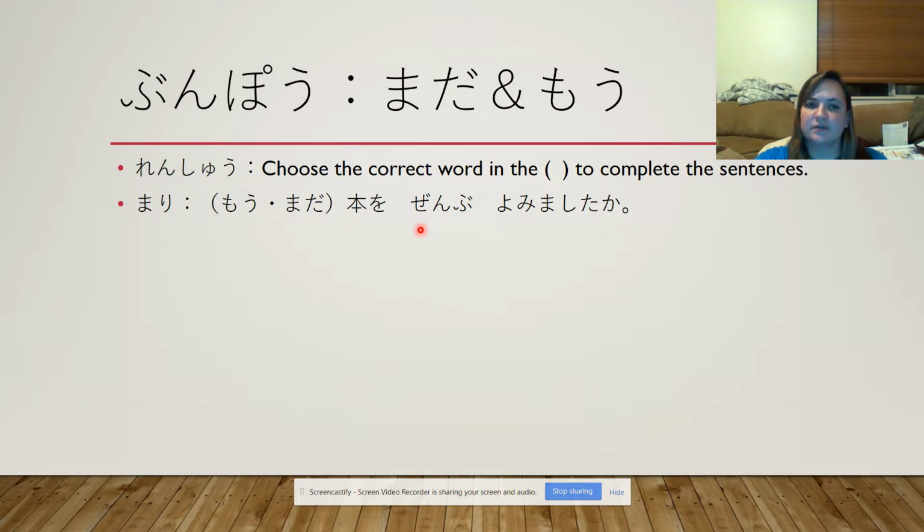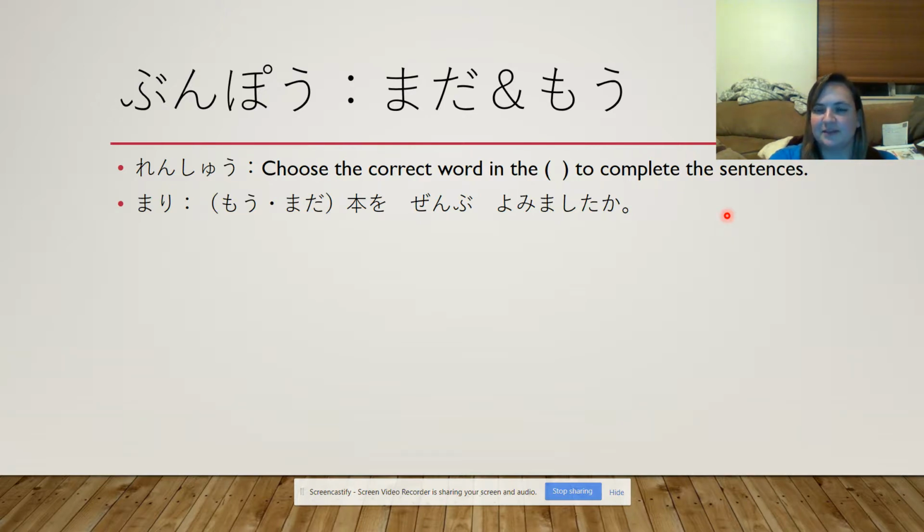So again, if you're getting confused, focus on the part that comes after our word mou or mada and try to translate that first. So hon o zenbu yomimashita ka? So hon is book. Yomimashita, past tense for read, right? Zenbu means all. So think about it. Would you say mada hon o zenbu yomimashita ka or mou hon o zenbu yomimashita ka? Which one would make more sense? Take a look at your notes for a second and pick whether mou or mada. See if you're getting this. This is a way to help you check and see how you're doing with your vocabulary.